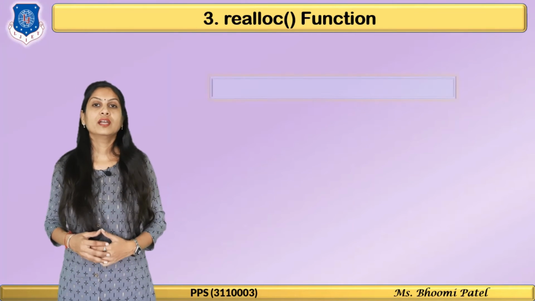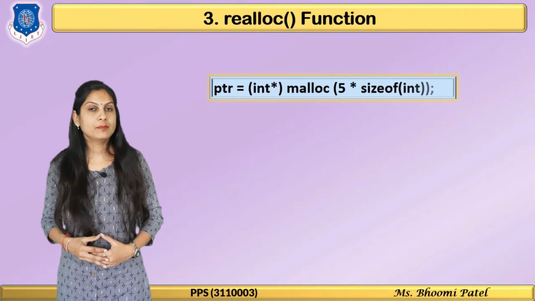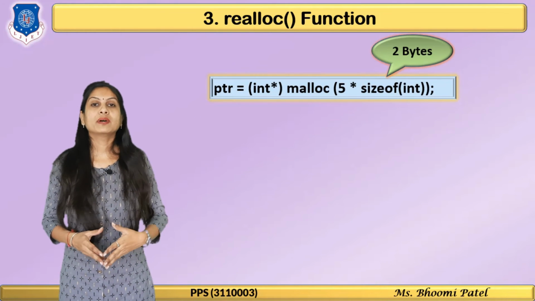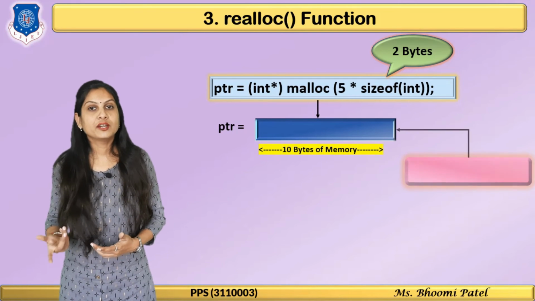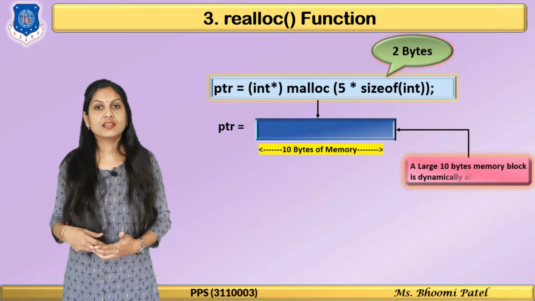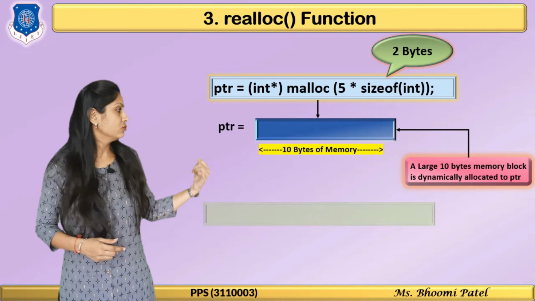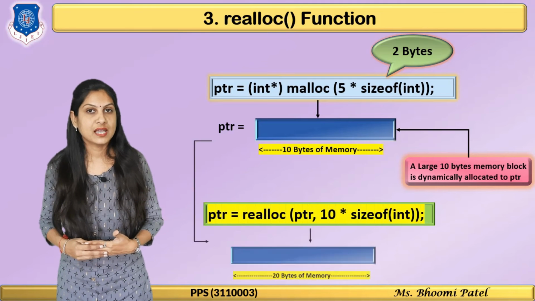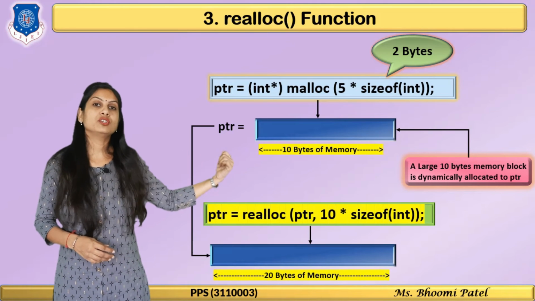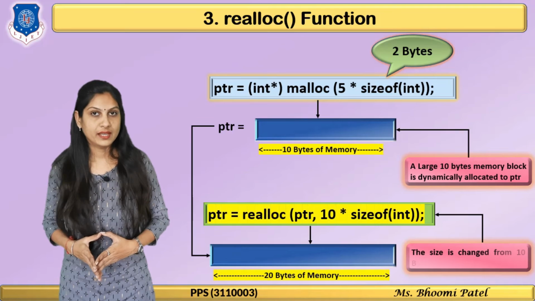Just see the figure. Here I am considering the same concept. First we are allocating memory using malloc, that is 10 bytes, and then we can resize it, meaning you can increase or decrease that allocated memory using realloc. Here I have taken the example of increasing the size. So our size will be 10 into 2, 20 bytes.